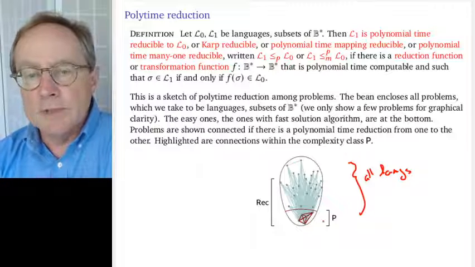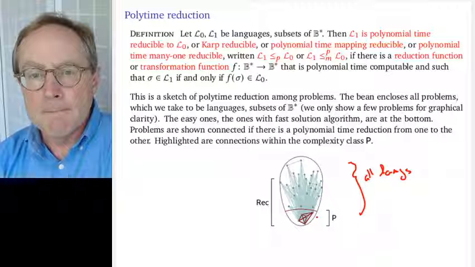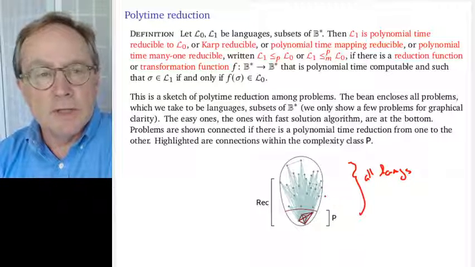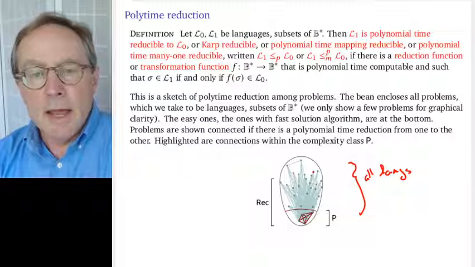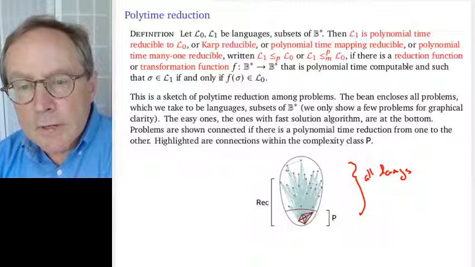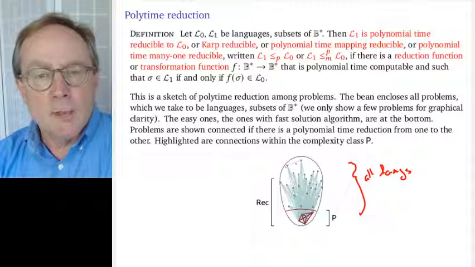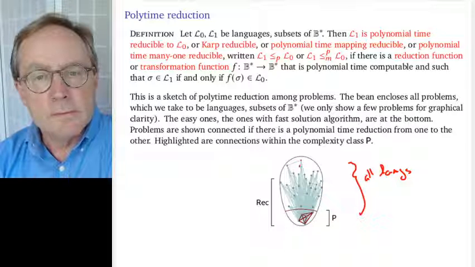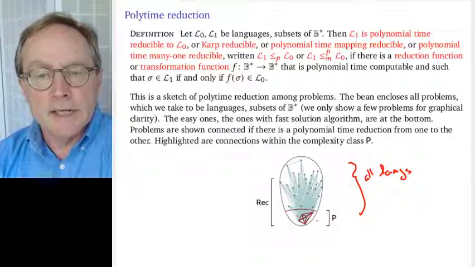So the easy problems, the ones with a fast algorithm, are on the bottom. That's the way we always draw it. Problems are shown connected if there's a polytime reduction from one to the other. If you can take a problem like this one here and rephrase it as a problem like this one here, then you draw a line from the one to the other. I specifically highlighted the connections inside of P.